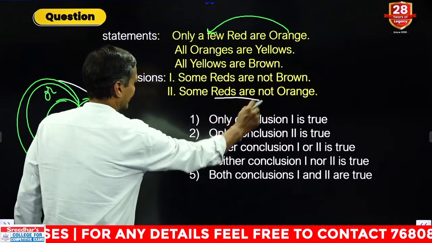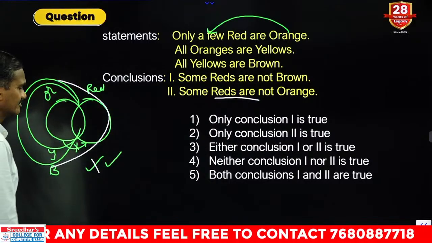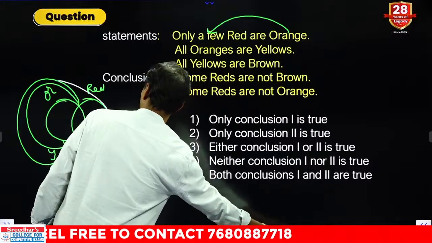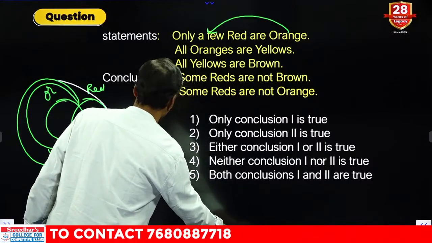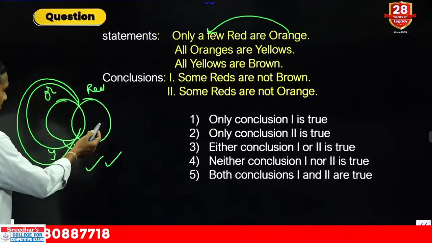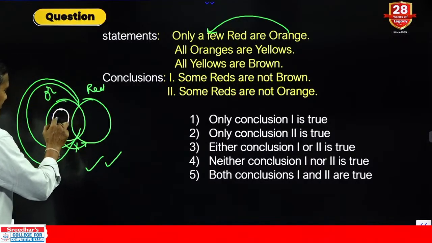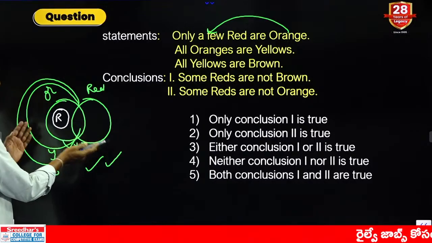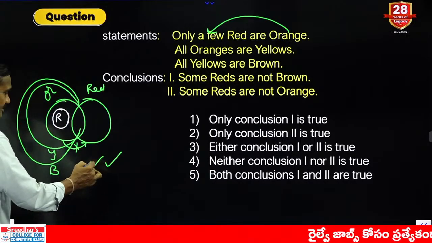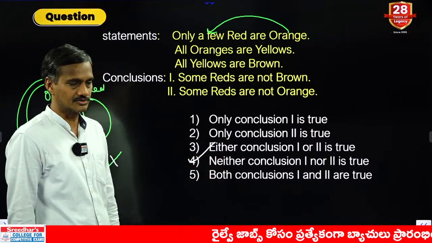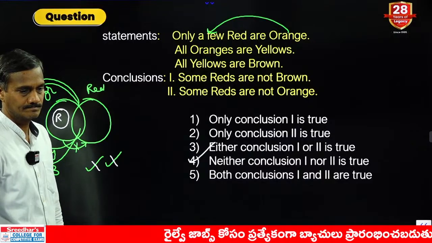Some red are not orange means this entire red must be a part of what? Entire red must be part of orange. As entire red must be part of orange, రెడ్ మొత్తం ఆరెంజ్లోకి రావాలి. రెడ్ మొత్తం ఆరెంజ్లోకి అంటే రెడ్ ఇలా రావాలి. ఇక్కడ మనకి ఏం చెప్పండి? ఆరెంజ్ మొత్తం రెడ్లోకి రాకూడదు, రెడ్ మొత్తం రావచ్చు. రాస్తే ఏమైపోయింది? And this is also false. And what is your answer? Neither 1 nor 2, choice 4. Clear?